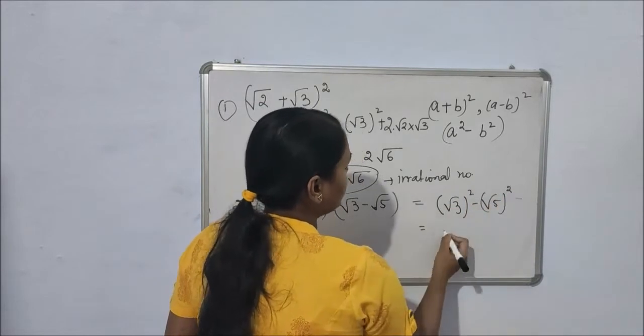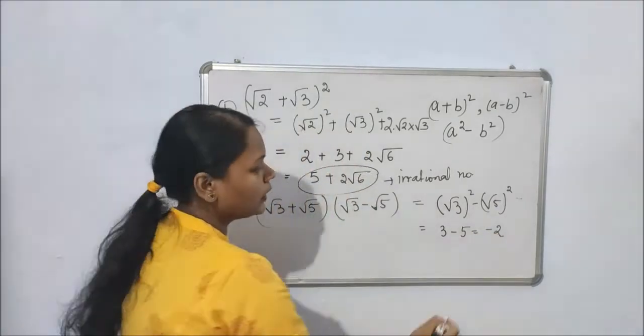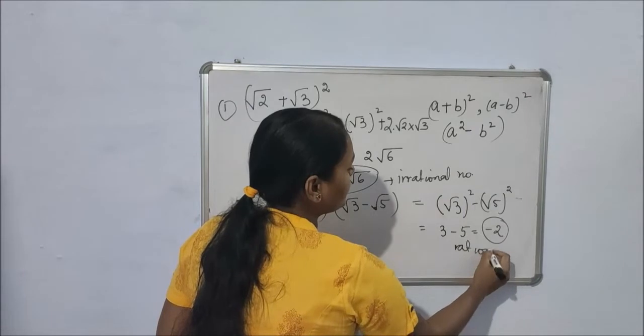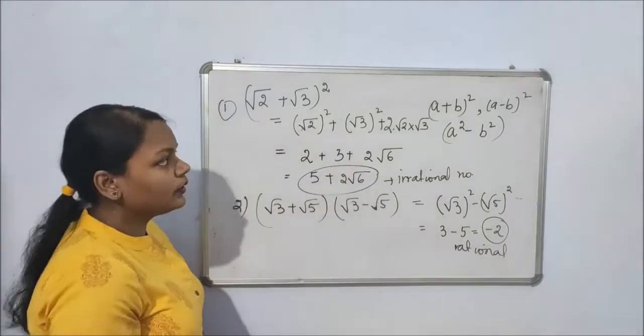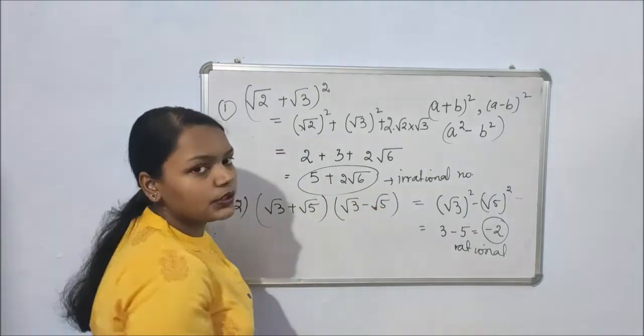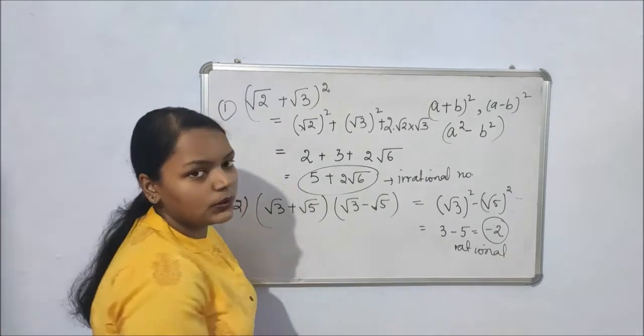So this is nothing but 3 minus 5, which is minus 2. Now what kind of number is minus 2? A rational number. So you can see when I am multiplying irrational with irrational, I can get irrational also. When I am multiplying irrational with irrational, I can get rational also.